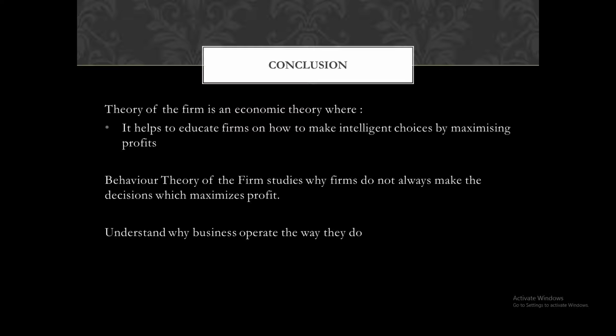In conclusion, the theory of the firm is an economic theory which helps to educate firms on how to make intelligent choices by maximizing profits. Behavioral theory of the firm studies why firms do not always make the decisions which maximize profits. And lastly, we understand why businesses operate the way they do.